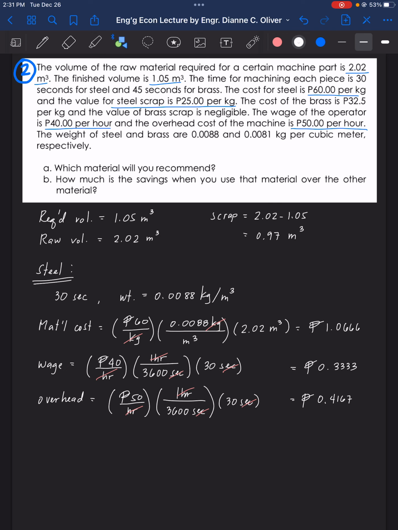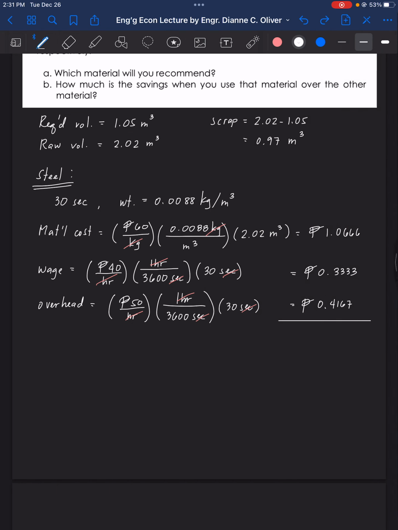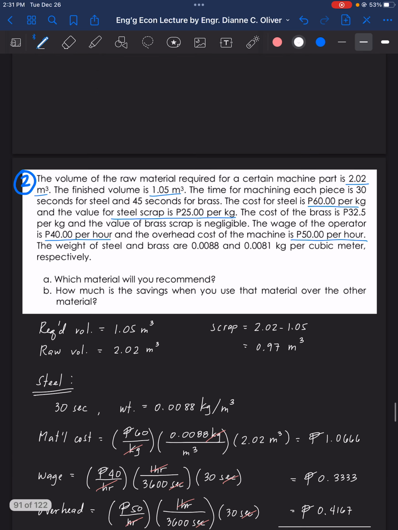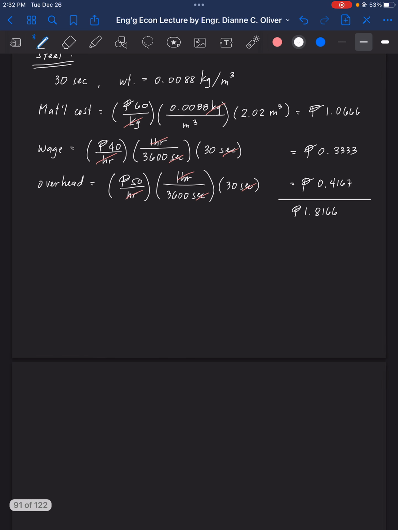So what's the total cost? 1.0666 plus 0.3333 plus 0.4167. So that is 1.8166. Now remember that using the steel, the value for steel scrap is 25 pesos per kilogram. So that means income. That's not a cost, rather income. So let's put here scrap, which is equal to 25 pesos per kilogram. Then we will use the weight.